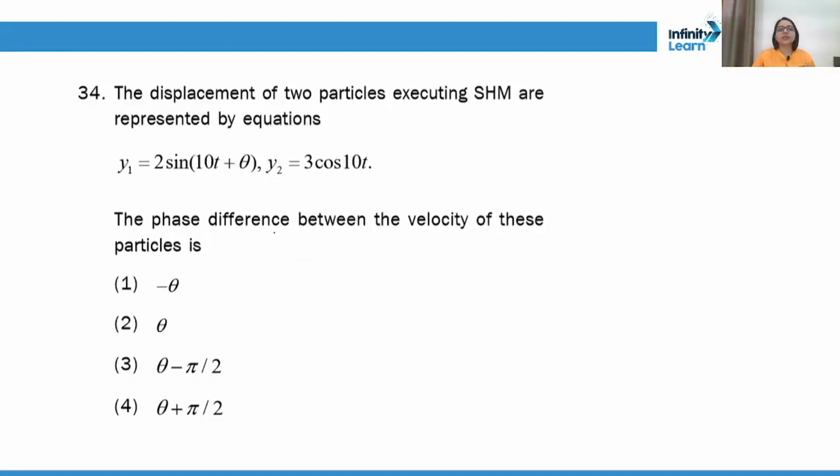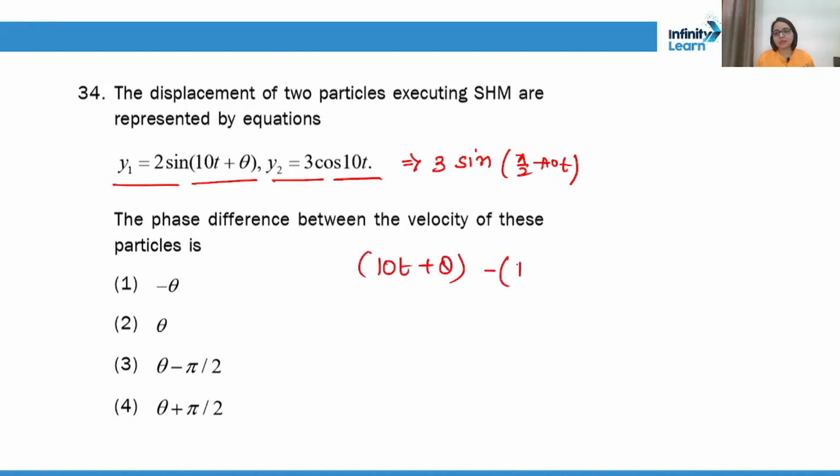Question number 34. The displacements of two particles executing SHM are represented by the equations y1 = 2 sin(10t + theta) and y2 = 3 cos(10t). The phase difference between the velocity of these two particles is? You can write y2 as 3 sin(pi/2 + 10t). So the phase difference will be alpha 1 minus alpha 2, which is (10t + theta) minus (pi/2 + 10t), equal to theta minus pi/2. So the phase difference will be option 3.